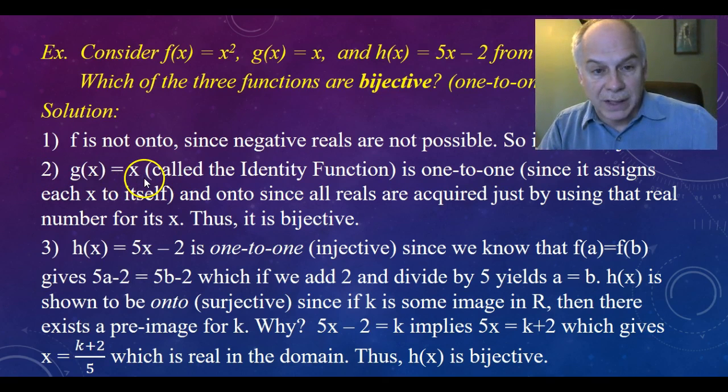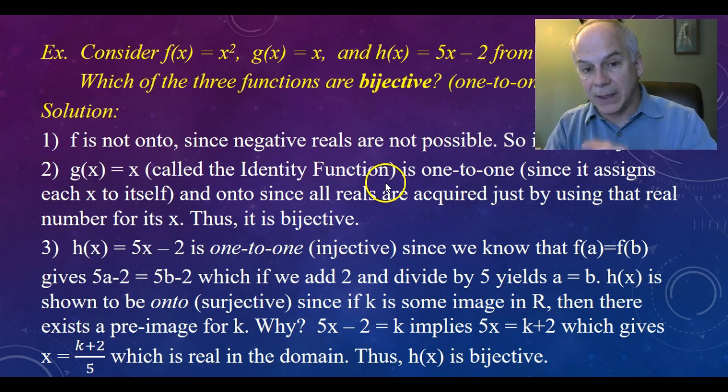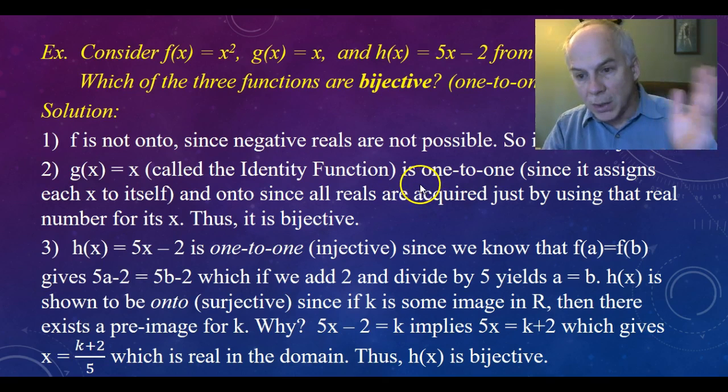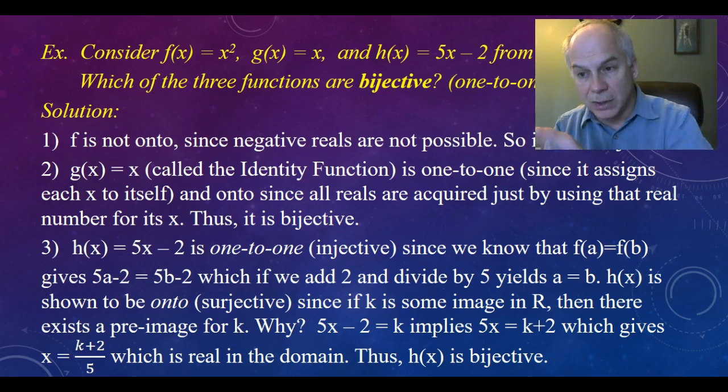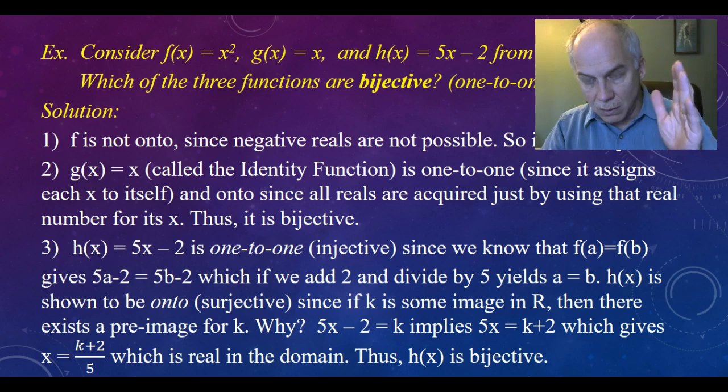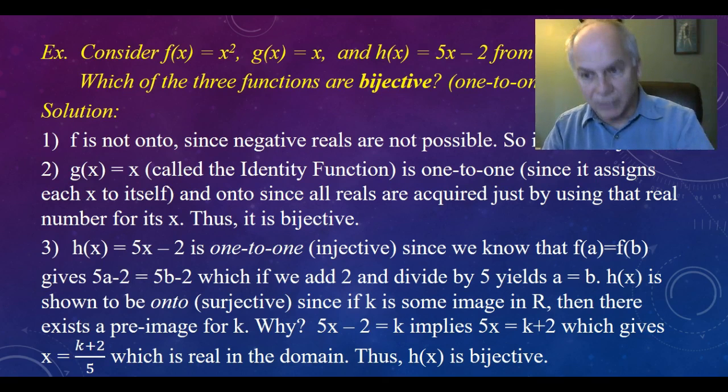In item 2, g of x equals x, that's called the identity function, by the way, because when you plug in x, you get that same value, x. So you plug in 5, you get 5. So it is 1 to 1 since it assigns each x to itself, and so therefore there's no y value that is used twice by two different x values. And it's onto, since all the real numbers are acquired by using that real number for its x. So in other words, for each real number, you just use that same real number for the pre-image or the x value, and so it's onto.